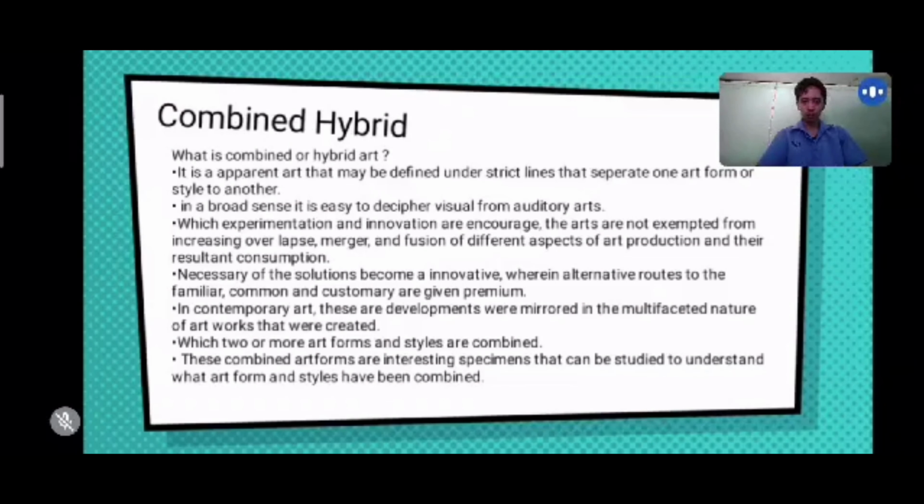In contemporary art, these are developments mirrored in the multifaceted nature of artworks that were created.